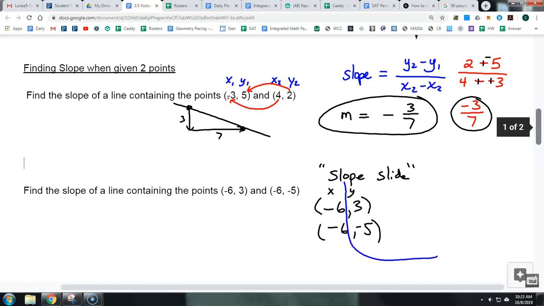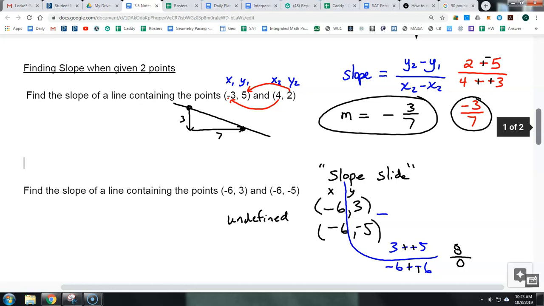And what that does is it forces your y's to be on top. So if I actually do the math here and I do 3 take away a negative 5, and then the x's, I have negative 6 take away a negative 6. And when I work my math out, add the opposite, add the opposite. Oh, and I see that this one is undefined. So this slope here is undefined.